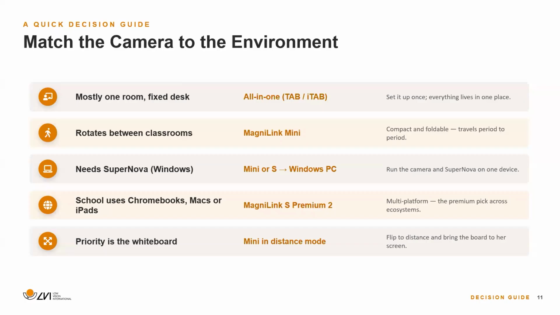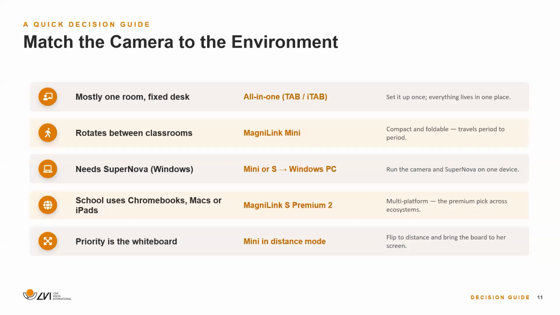If you need to use Supernova, then you're going to consider any one of these three. The standalone Magnalink Tab, the one with the Surface Pro, can take Supernova. The Magnalink Mini using a PC can use Supernova, and also the Magnalink S using a PC can use Supernova. For school systems that use iPads, Macs, or Chromebooks, the Magnalink S is a very great and viable alternative, especially for those school systems who use Chromebooks.